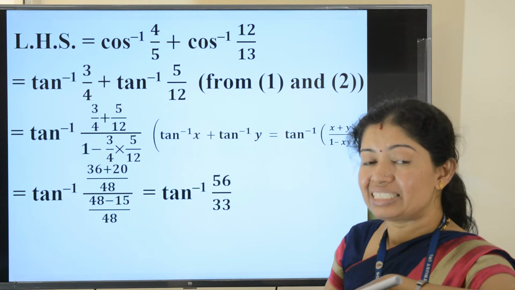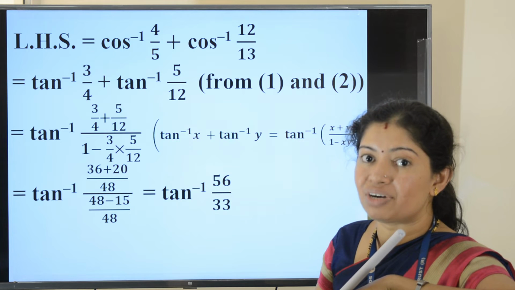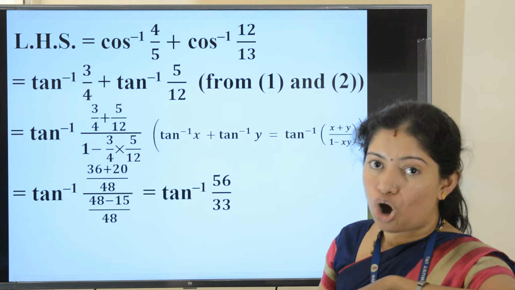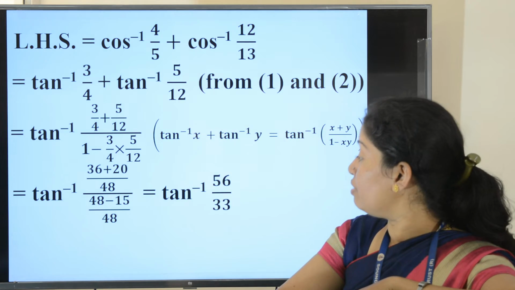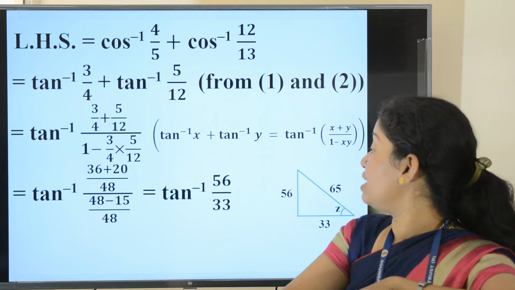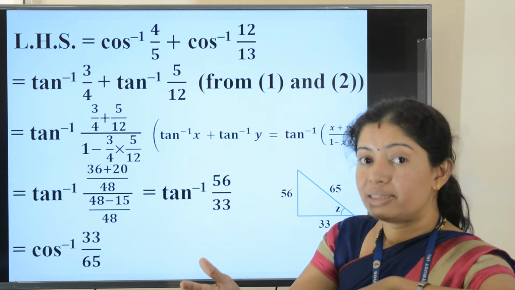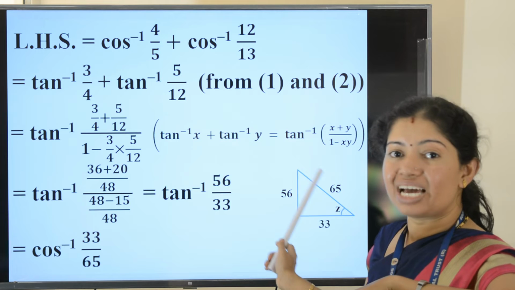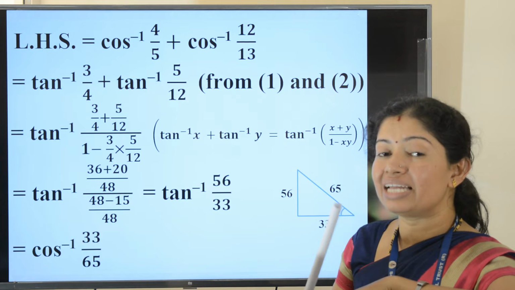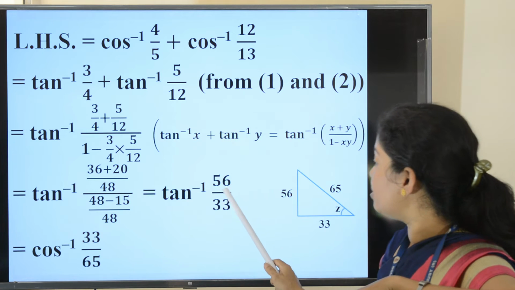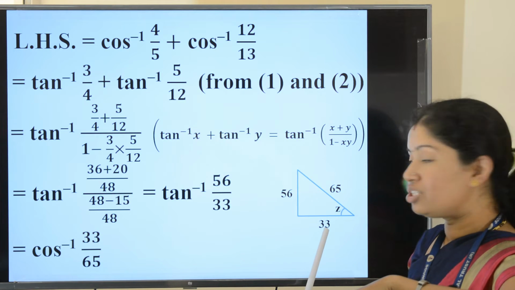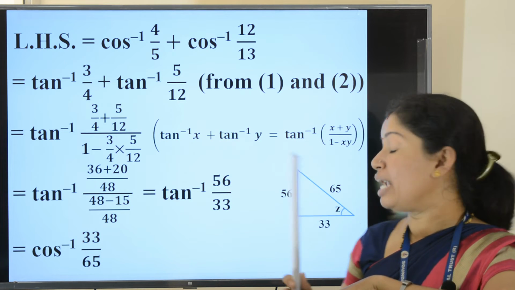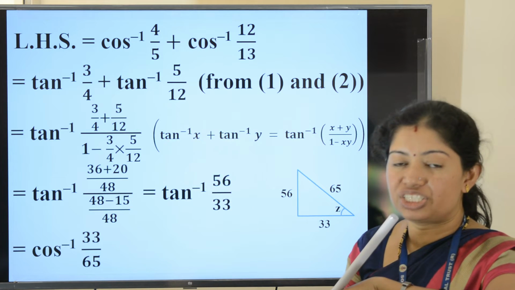We had the right hand side of the question also in terms of cos inverse only. So now we need to convert this tan inverse in terms of cos inverse. So what we can do? Again we will take this tan inverse of 56 by 33 as z. Then tan z will become 56 by 33. Next you take a right angle triangle. Tan, how is it defined? The tan is opposite by adjacent. So opposite side is 56, adjacent side is 33. You can find the hypotenuse by using Pythagoras theorem, and that hypotenuse will be 65.